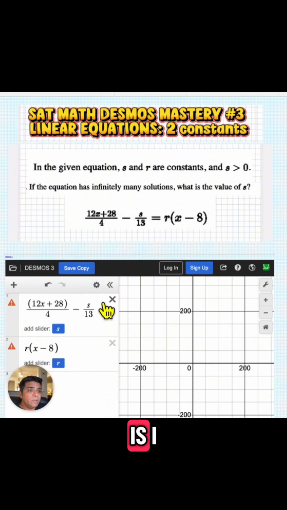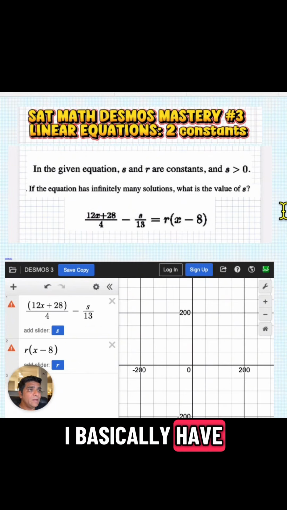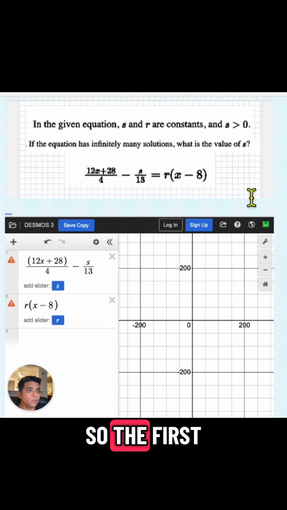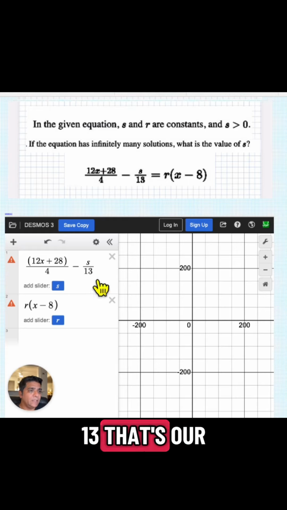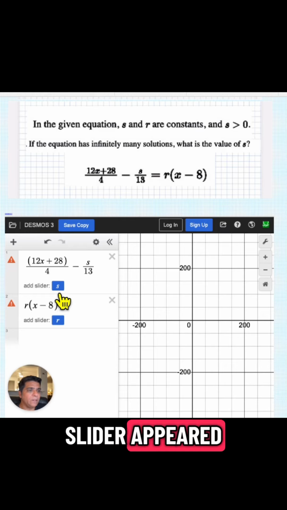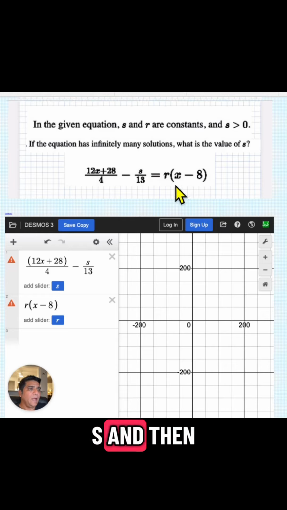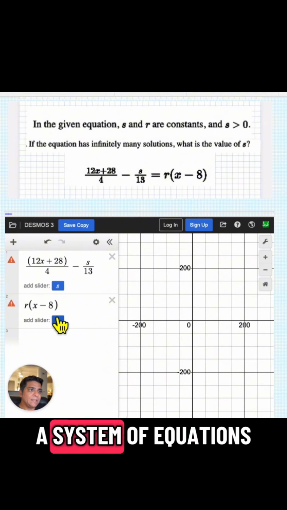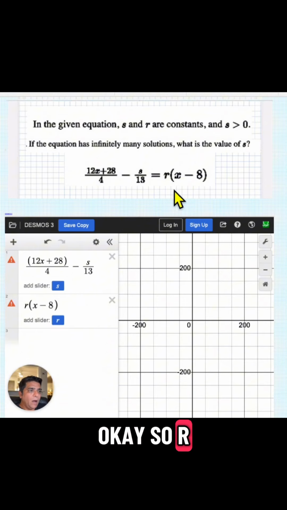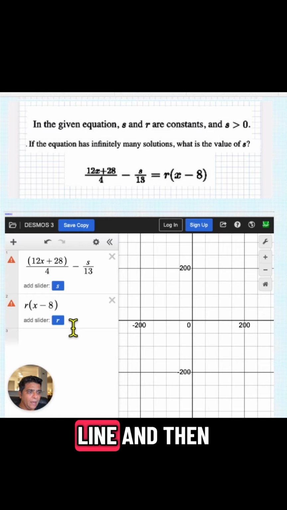Okay, so what I'm going to do is I basically have written the graphs here. The first one is 12x plus 28 divided by 4 minus s by 13. That's our first graph, and a slider appeared, so I say add slider s. And then the second graph, I put on a second line because this is a system of equations. Okay, so r x minus a I put on the second line, and then the r slider has appeared.